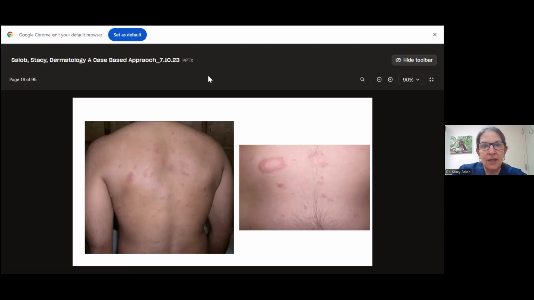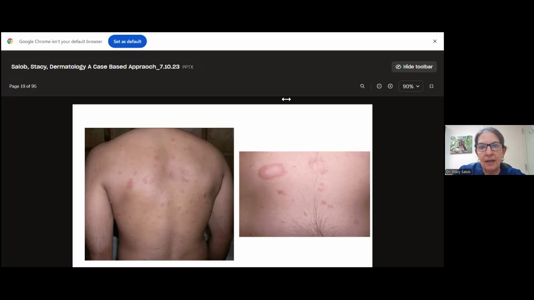You guys have any idea what this might be? Pityriasis rosea. Well done. So pityriasis rosea is actually one of my favorite rashes. It was the very first dermatology diagnosis I ever made when I was in med school.